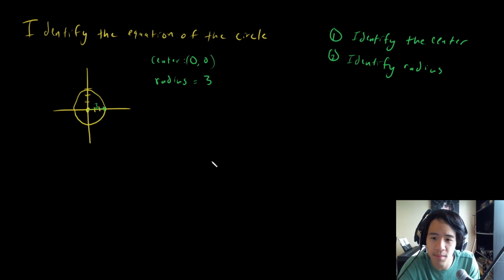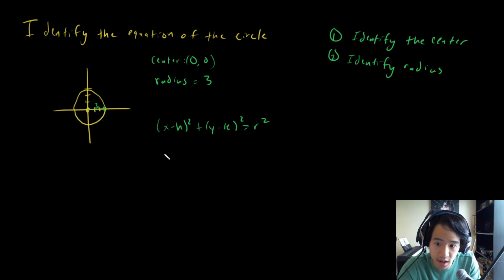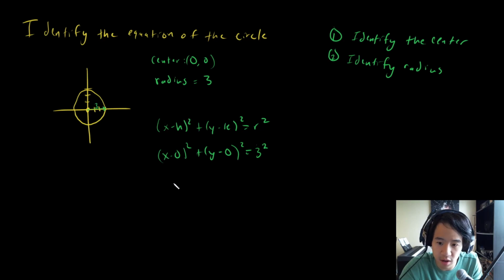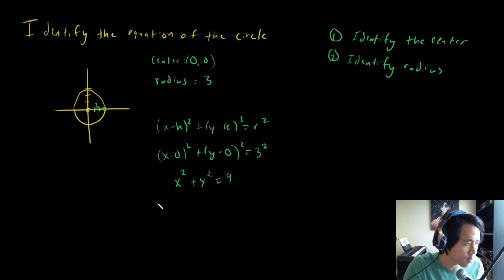And now we are going to go ahead and plug in all of this into our formula. So you should have that formula from the last slide written down. It's something like this. We have x minus h squared plus y minus k squared equals r squared. Remember h and k are the x and y coordinates of our center. So we have x minus 0 squared plus y minus 0 squared equals radius squared. So r is 3, so we're going to have 3 squared. So x minus 0, that's just x. So this is x squared. Y minus 0, that's y, so y squared. And then 3 squared is 9. So this is the equation of our circle.